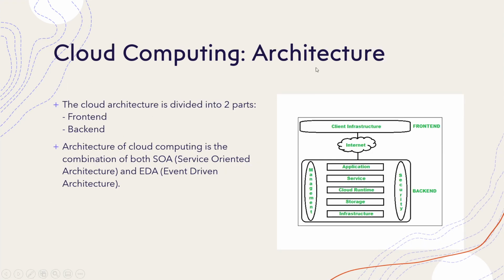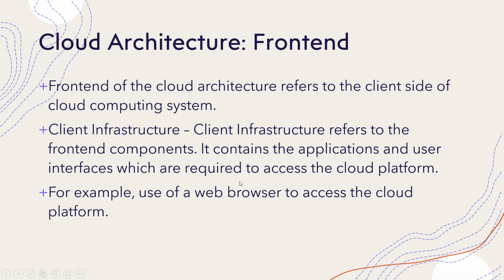Let's quickly discuss what cloud computing architecture is. Cloud computing architecture is divided into two parts, front end and back end. In this diagram, you can see that in the front end, the client infrastructure is included, and in the back end, we have various other components such as application services, cloud runtime, storage, and infrastructure. All these things are managed by management software, and they are secured using security measures. Front end and back end are connected by a bridge that we call the internet. Cloud architecture is a combination of both SOA, which is service oriented architecture, and event driven architecture.